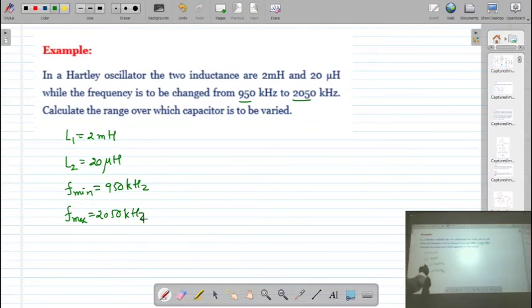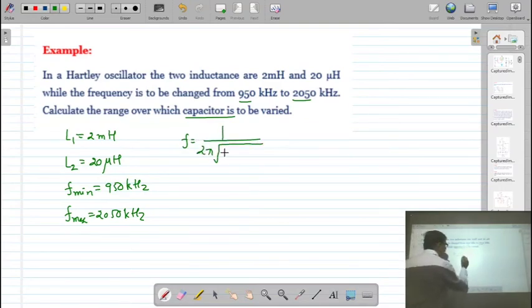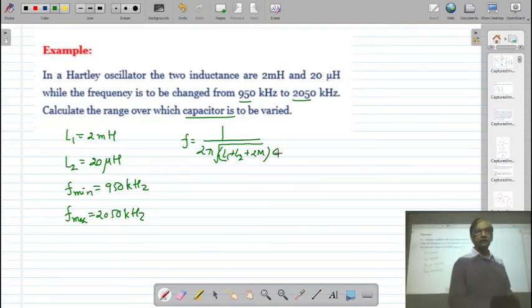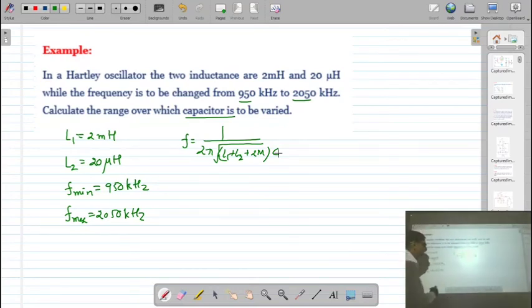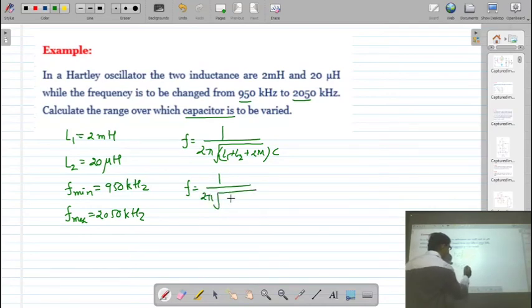Now what you have to find out? Calculate the range over which the capacitor is to be varied. So, what is the formula for the frequency of oscillation in case of a Hartley? It is given by f = 1 upon 2 pi under root of (L1 + L2 + 2M) into C. But remember, here the mutual inductance is not given, which means we have to consider it is 0, and the frequency of oscillation is 1 upon 2 pi under root of (L1 + L2) into C.